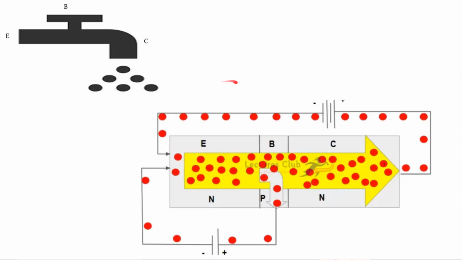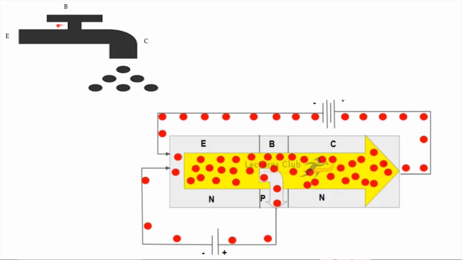Let's start to understand this point with the help of a very famous example of a water tap. You will find this example everywhere on the internet. Here you can see that water is coming from the emitter, the base is controlling the flow of water, and water is coming out of the collector. When you open the handle of the tap, water will come into the emitter and come out from the collector.